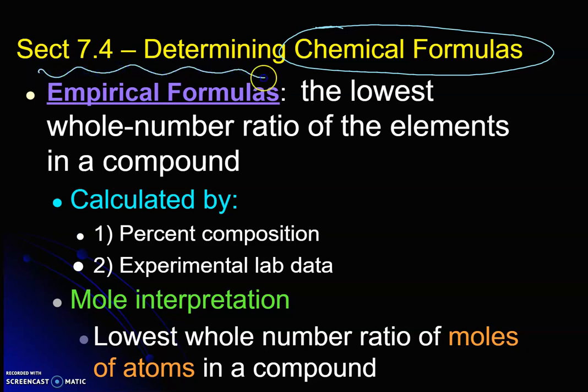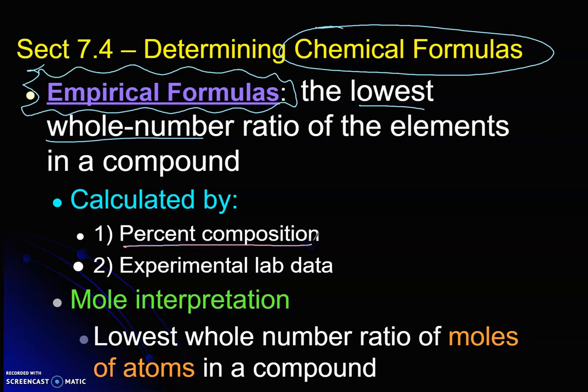So that is something called an empirical formula. All right, the empirical formula is that lowest whole number ratio of the elements in a compound. And in class, we usually see either sample problems where a machine could give us a percent composition, or in class, in lab, we can actually do this with experimental lab data.